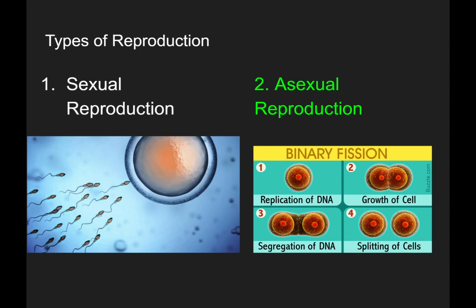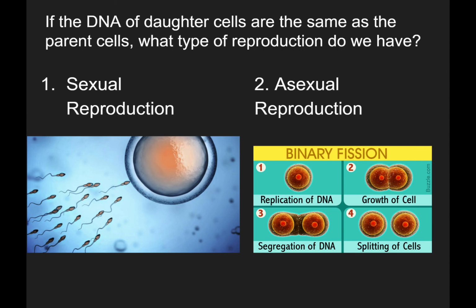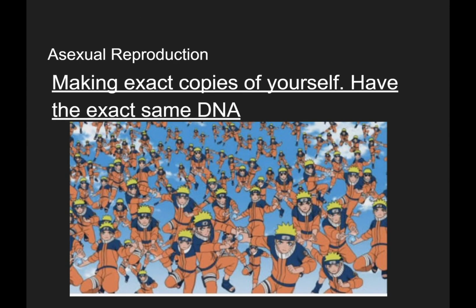In sexual, you make babies that are different, right? Think about you and your siblings. Are you guys exactly the same? No. That's because you reproduce sexually. While asexual reproduction only requires one parent, so that means the babies are going to be exactly the same because they're just making clones of each other. So again, asexual reproduction is going to be like making clones.